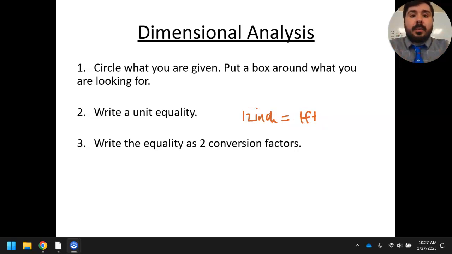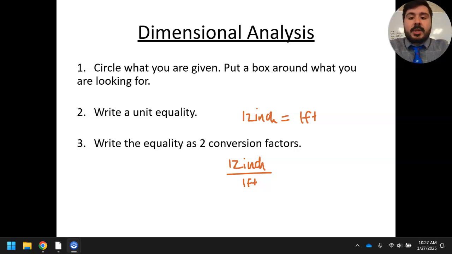Now, how does that work and what does that literally mean? Well, what I quite literally mean is we're going to make a fraction of this. So if I take this one measurement here of 12 inches and make a fraction with it, using my 1 foot, well, I do 12 inches divided by 1 foot.